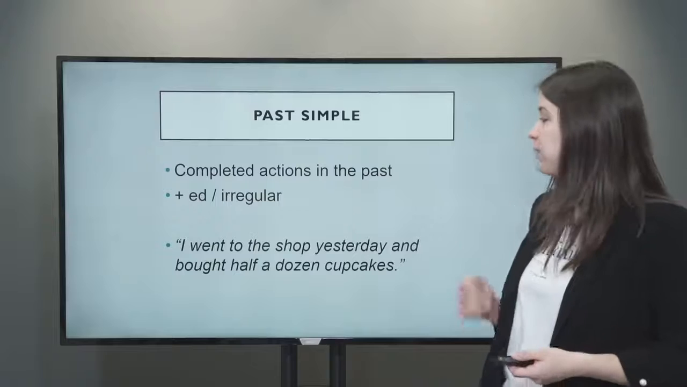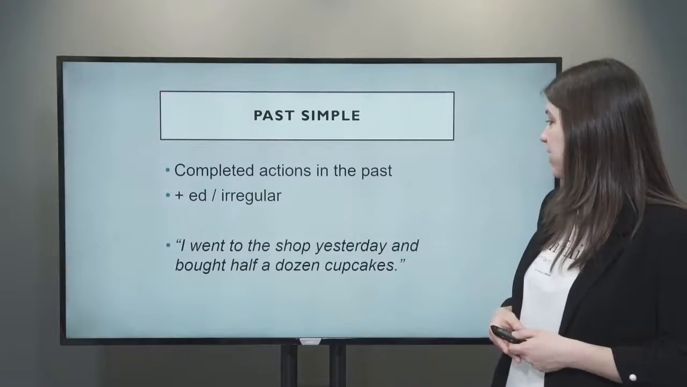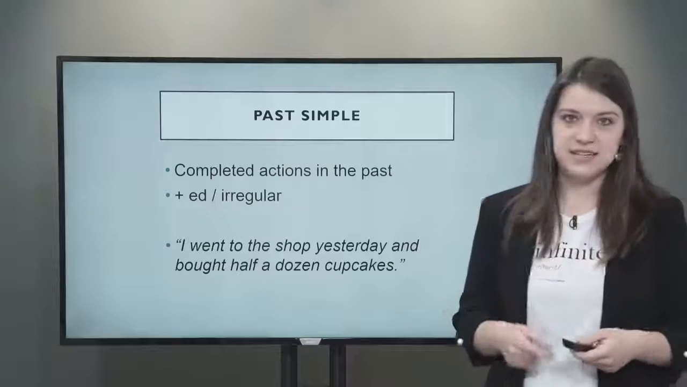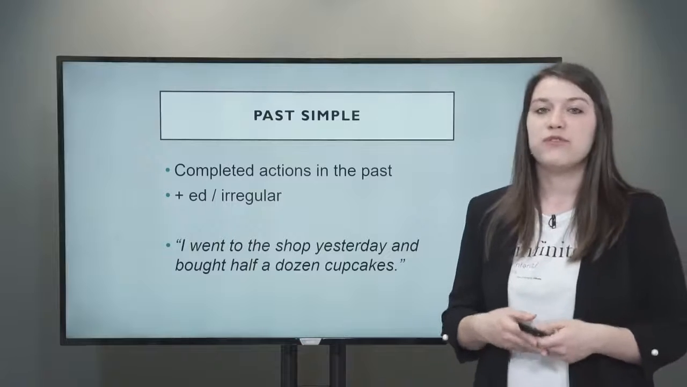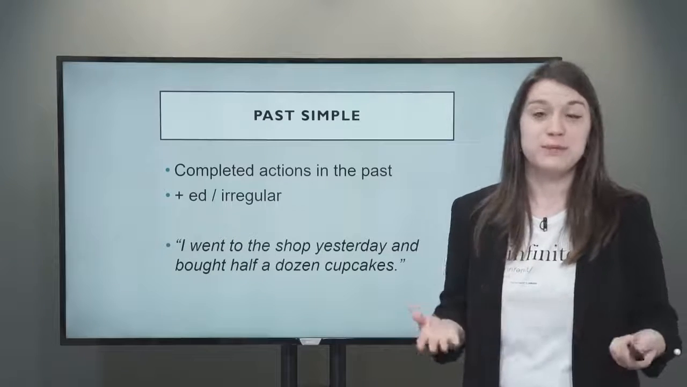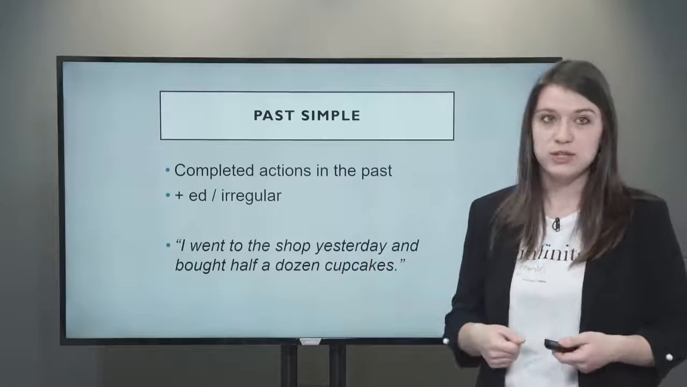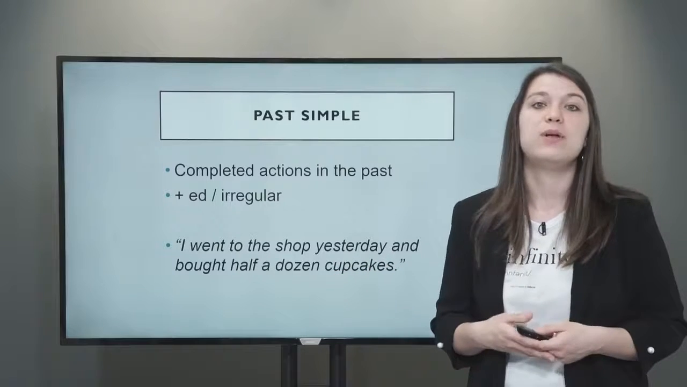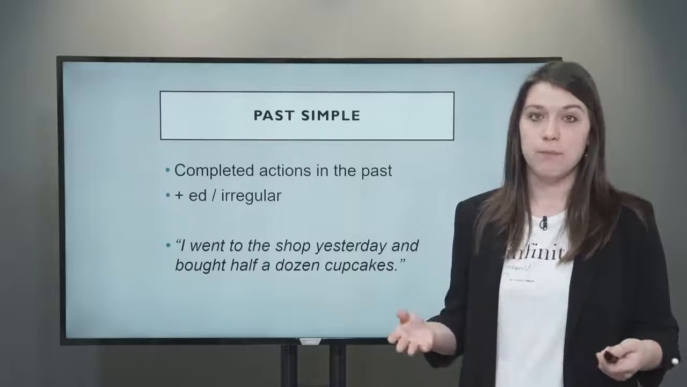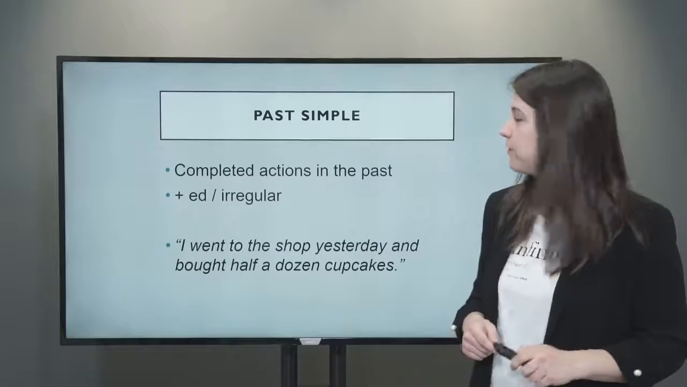So for example, I went to the shop yesterday and bought half a dozen cupcakes. So the verb to go, in the past, is went. So I went to the shop, and then the past simple of the verb to buy is bought. So they are both irregular.